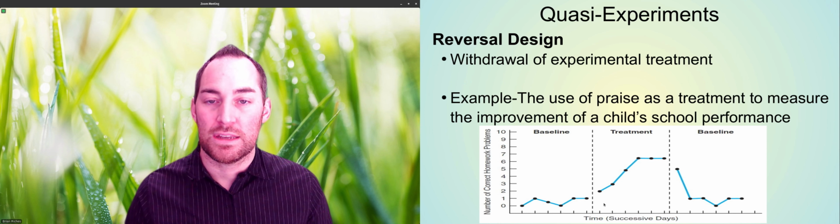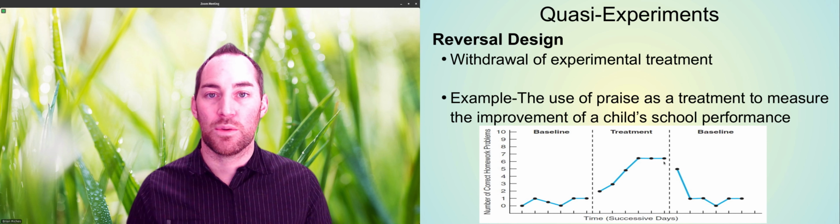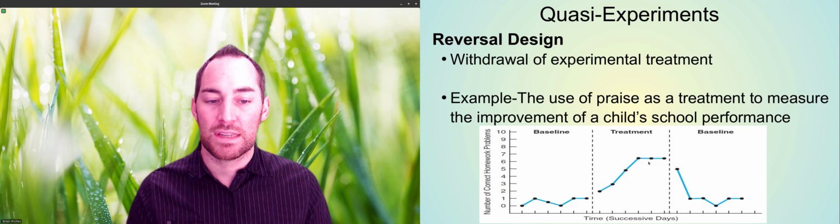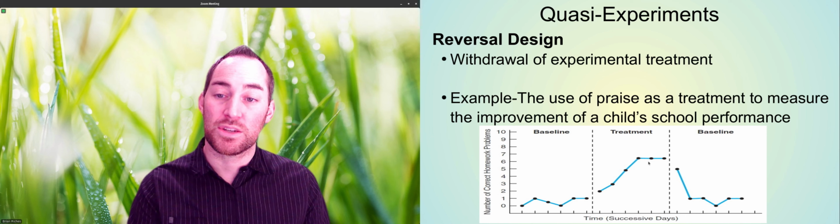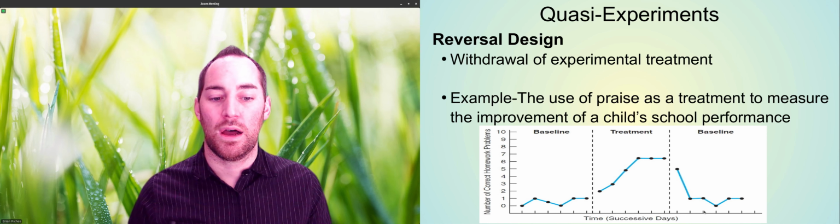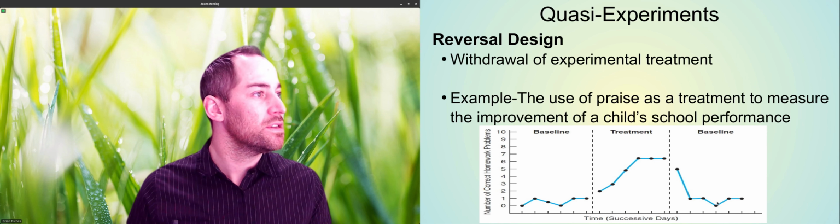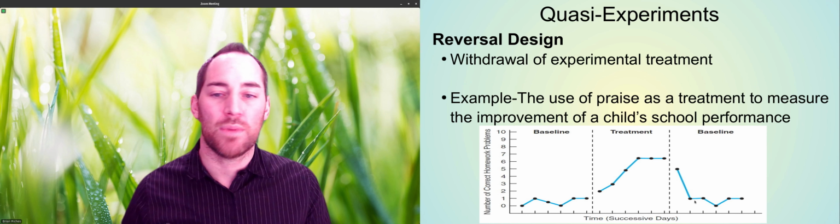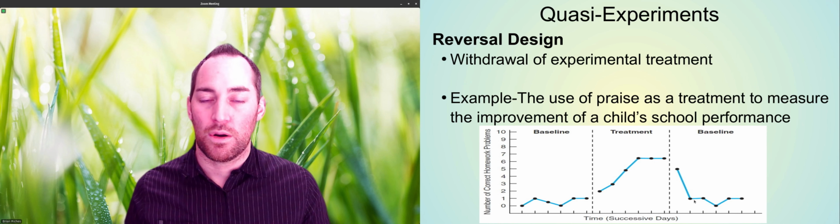Then, starting the next week, you do a treatment. You start praising them for doing their homework. By the end of the week, they're turning in their homework most of the time. Then the next week, you take away that treatment. You stop praising them. They might keep doing it for a little while, but they might fall back to baseline. So these are kind of the patterns of results you might be expecting to see on a reversal design.